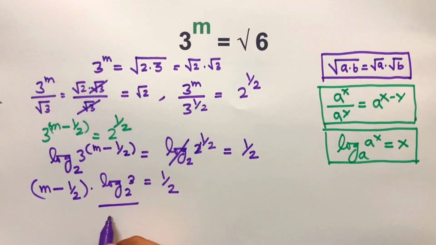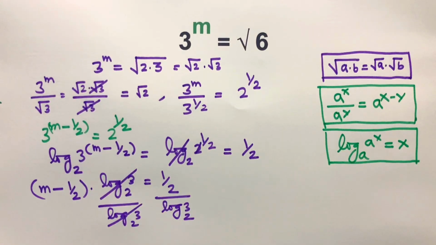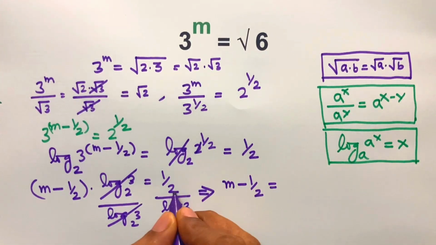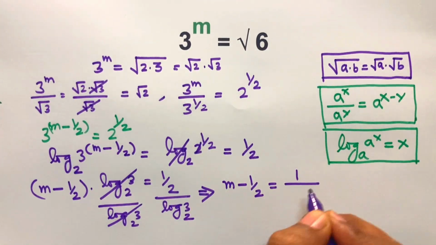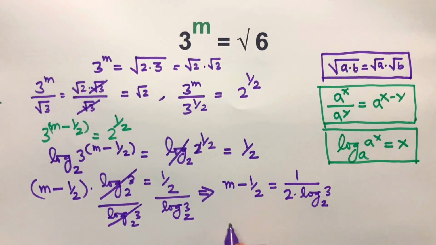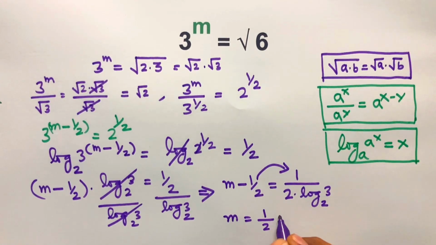Now divide log 3 base 2 on both sides. So this log 3 cancels. This further simplifies to m minus 1 by 2 equals to 1 divided by 2 multiply log 3 log base 2. So m is equal to, transfer this to this side, 1 divided by 2 plus 1 divided by 2 multiply log 3 log base 2.